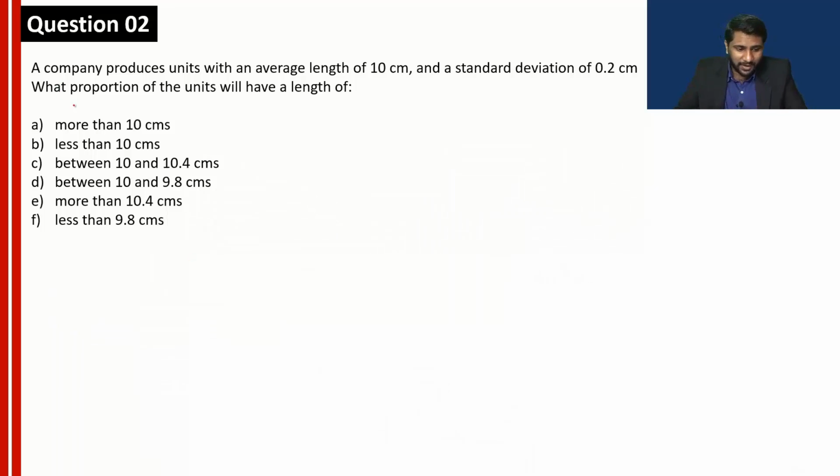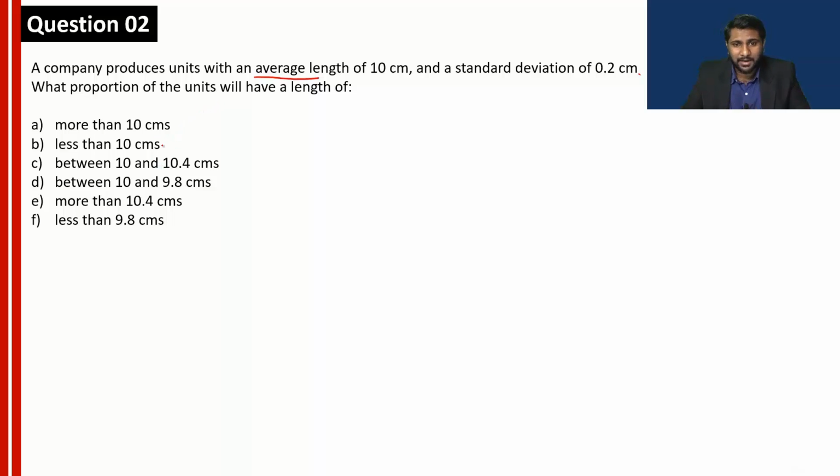So in this question, a company produces units with an average length of 10 centimeters. So they have given the mean length, 10 centimeters, and a standard deviation of 0.2 centimeters. They have already calculated the standard deviation by using the figures that they had. What proportion of the units will have a length of?